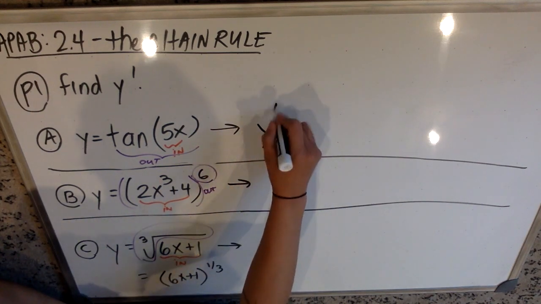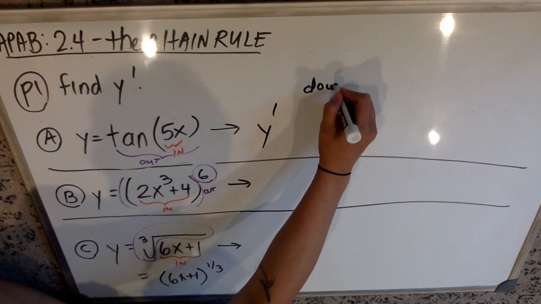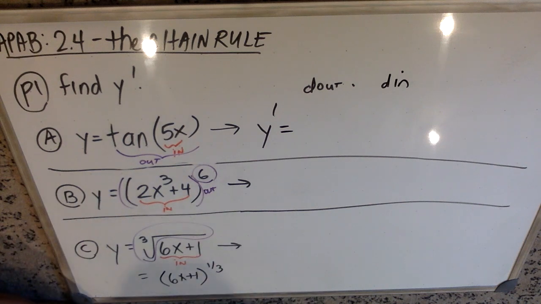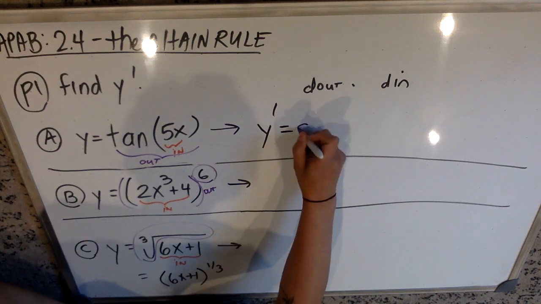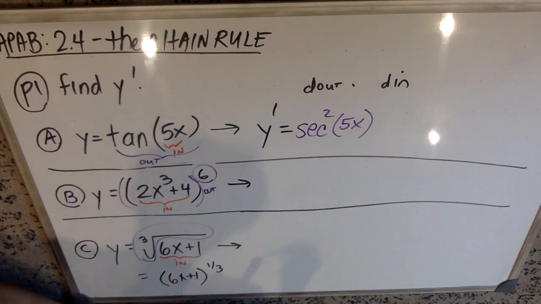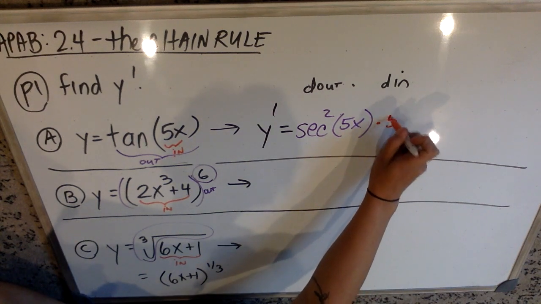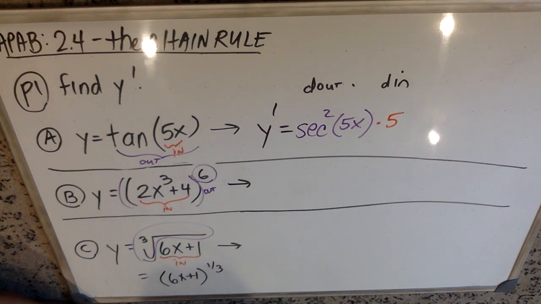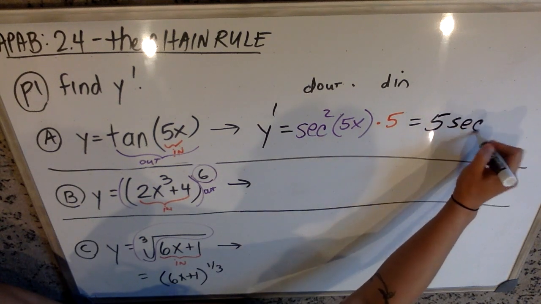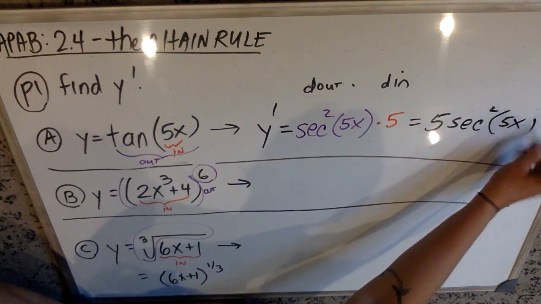For A, my y prime is going to be the derivative of tangent, right? Because tangent's my outside function, times the derivative of the inside function, which is 5x. So the derivative of tangent is secant squared of whatever was inside the tangent, right? And that's one of your note cards. You do want to practice that, right? And then the derivative of 5x is a 5. So the way you're probably going to see that answer is as 5 secant squared of 5x, right?